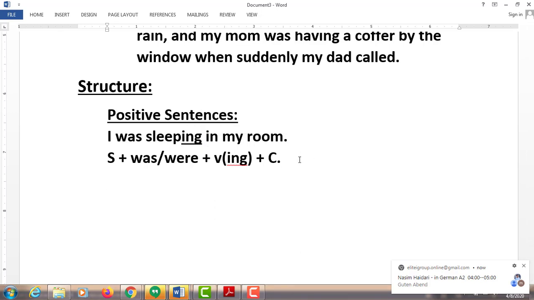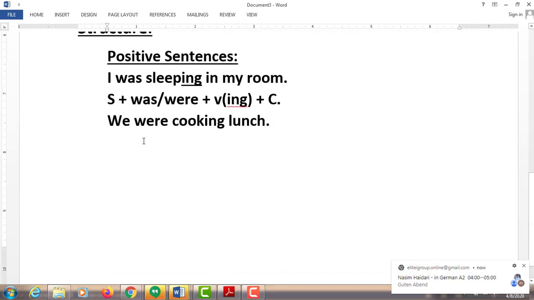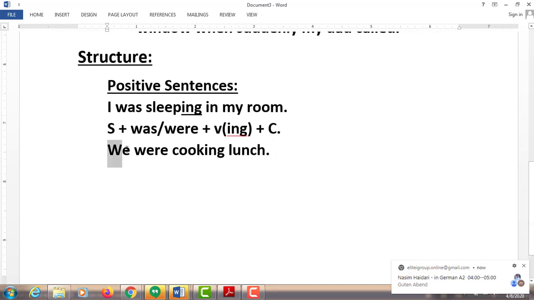Next example. We were cooking lunch. We were cooking lunch. Now, we is the subject, and we used were. The helping verb here is were. Why? Because the subject is plural, and then verb ing. Then what? Verb ing. Okay?